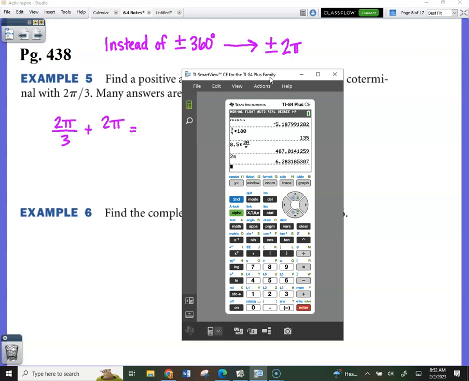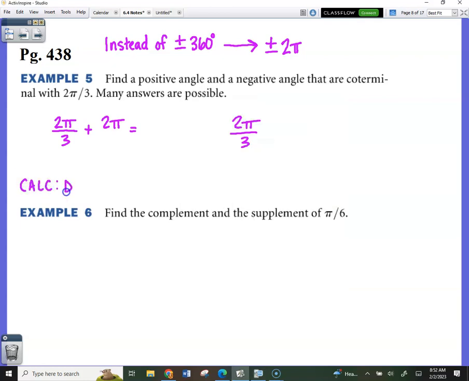So we're going to add 2 pi over 3 with 2 pi. Do I need to enter pi? No. Just enter the number part. So 2 over 3 plus 2. You get 8 over 3. Make a note. You don't want to push the pi button because if you do, you're not going to get a fraction. So 8 pi over 3 is our coterminal angle with 2 pi over 3.